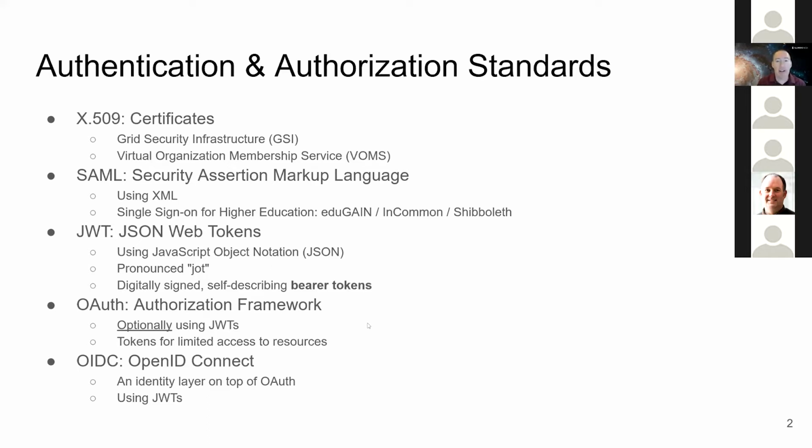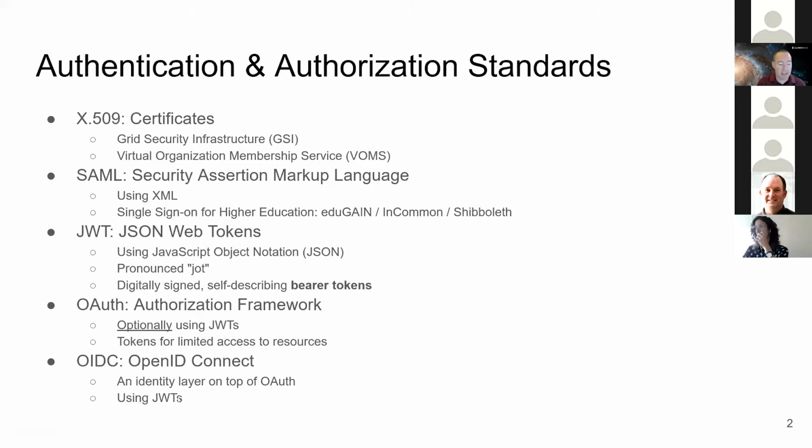These tokens fit very well into standards defined in OAuth. That's an authorization framework. It's optional to use JWTs or JOTs with OAuth, but that's definitely a good way of using OAuth. And OAuth gives us a framework for using tokens for limited access to resources and capabilities. And lastly, building on top of OAuth is OIDC, or OpenID Connect. I bet we'll hear more about it throughout the workshop. That's an identity layer on top of OAuth, so you can authenticate with OIDC and then use OAuth to get your capability token as a second step.